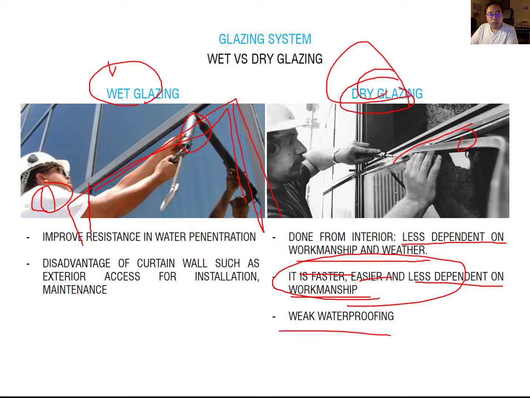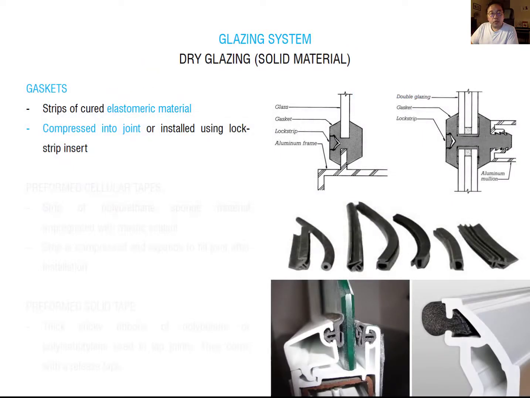However, it has weaker waterproofing compared to the wet glazing because this rubber gasket is not a permanent material. So that's why you have to keep maintaining the rubber gasket periodically. Looking at the dry glazing types, the first one you can see is the gasket. The gasket from the dry glazing is usually made of rubber, so you can choose various forms depending on your window framing type. So it will tightly seal between the glass and the frame.